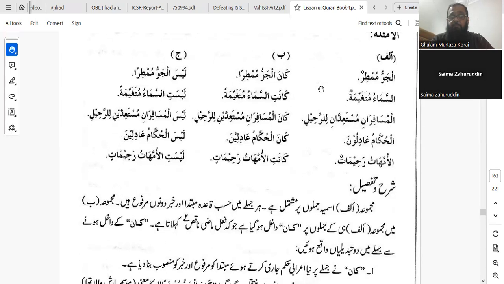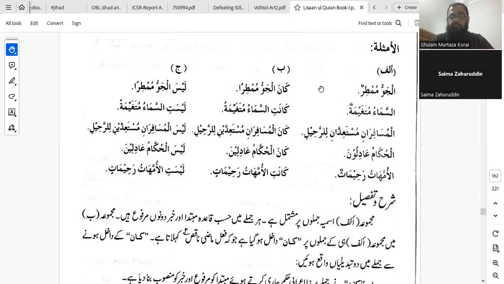Do you understand this thing? Any problems in that? Yes, sir. So it changed the nominal sentence into the past tense. The weather, it was a rainy weather. So it changes the meaning. So that is what af'alu nasikha.